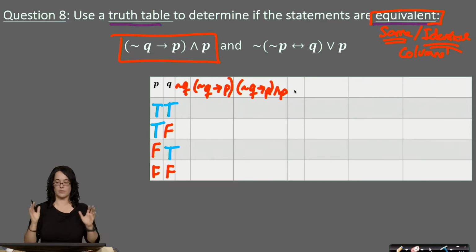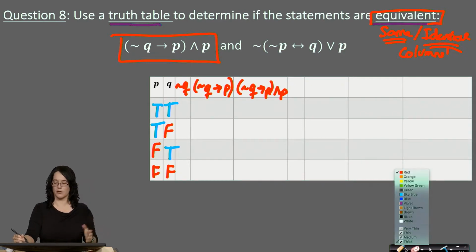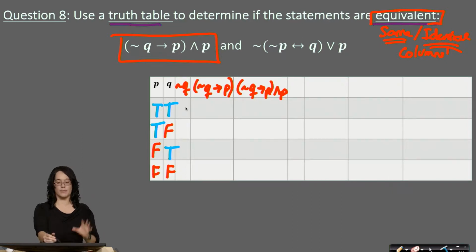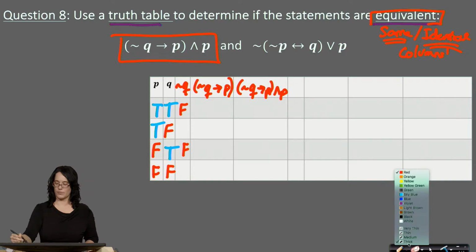Okay, so let's see if we can build the left statement first. The negation of the Q column is just taking the opposite of the Q column, so feel free to pause the video if you haven't already tried it on your own. If you take the opposite of the Q column, instead of TF, TF, did you get FT, FT? I hope so.